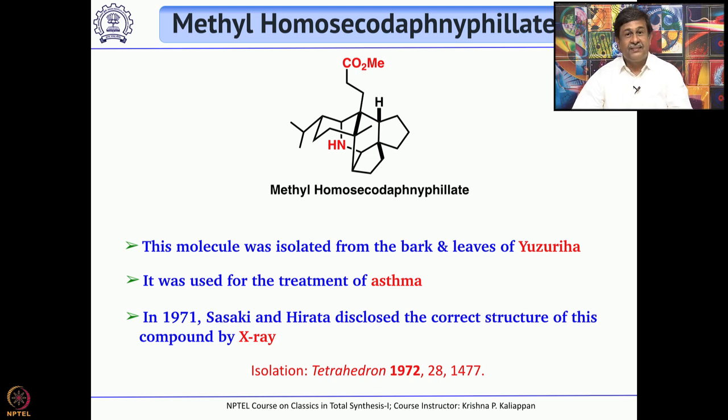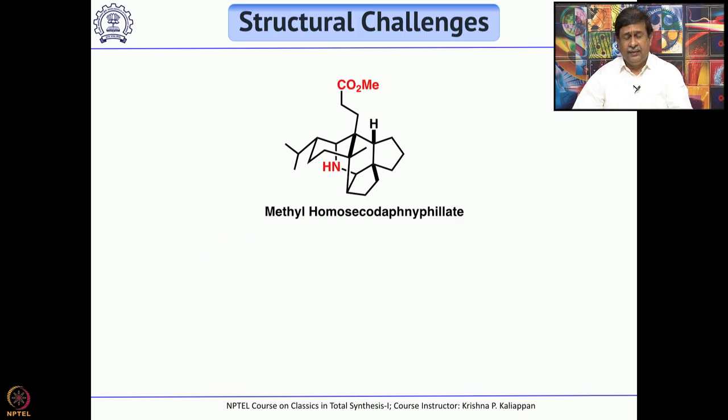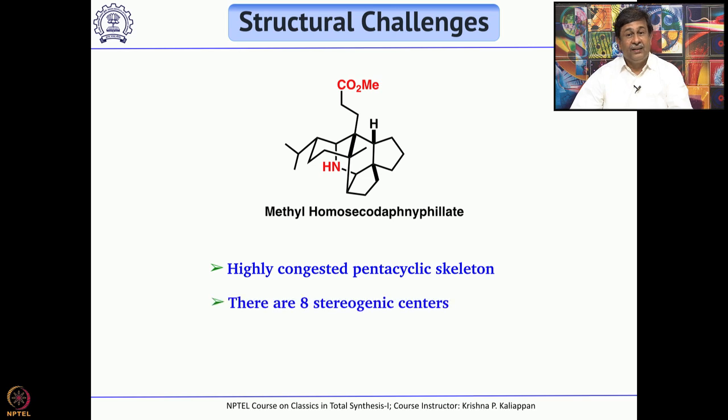1971. Due to its complex structure, many synthetic groups were interested in the total synthesis of this particular alkaloid. And from a structural point of view, if you see this molecule, you can find it is a pentacyclic compound. Not only that, it is highly congested. Okay. There are 5 rings in this molecule, then there are 8 contiguous stereocenters. There are 8 contiguous stereogenic centers. You can see 1, 2, 3, 4, 5, 6, 7, 8.